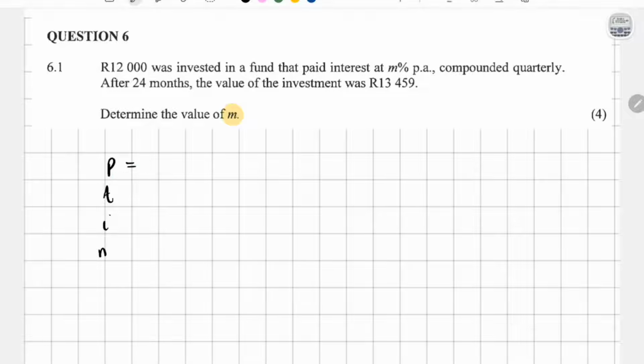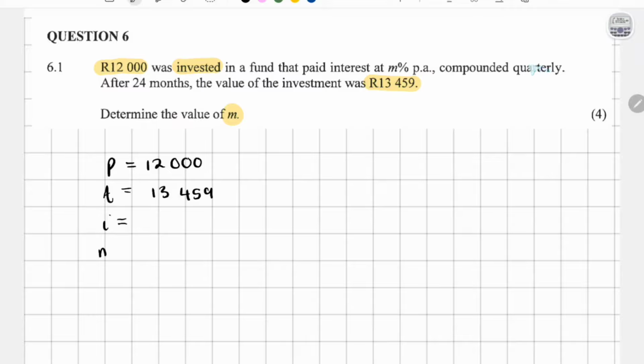What is P? P stands for your investment. So P, in this case, 12,000 Rand was invested. So we know what P is, 12,000 Rand. And then A, what is A? The A value is the accumulated amount. So the amount that you have at the end of that period. They told us after 24 months, the value of the investment was this. The value is now this amount. So that's our A value. So A is 13,459.